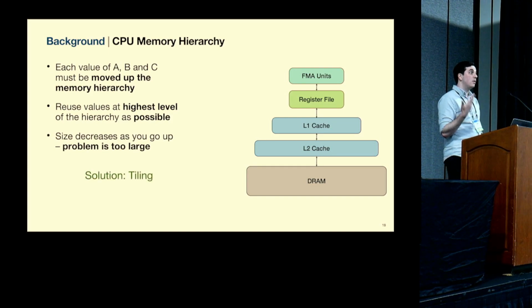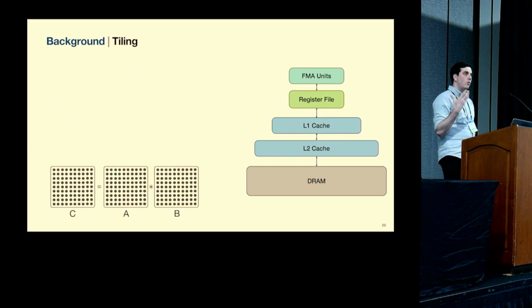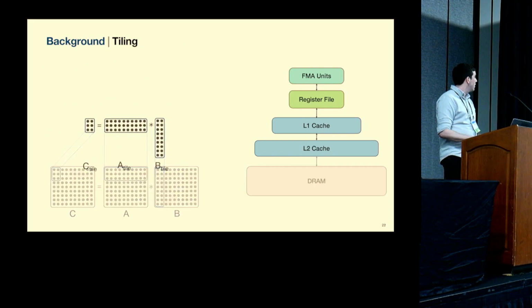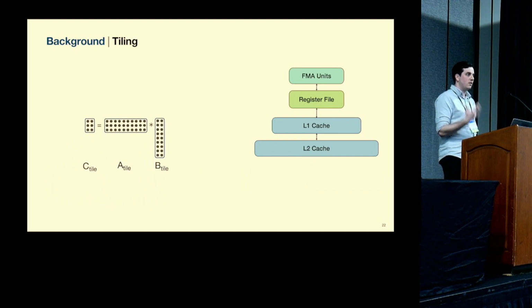Luckily, as a community, we do have a solution for this, which is tiling. So just a quick background on tiling. If we start with our full problem in DRAM, instead of trying to compute it all at once, we'll instead grab a small subproblem that can fit into cache and work on this. And this can be done recursively such that we can get an even smaller problem that then fits in the register file. And this level is the focus of this work.